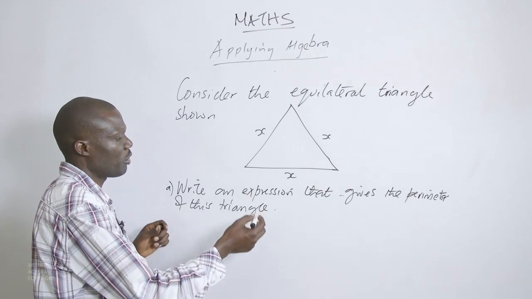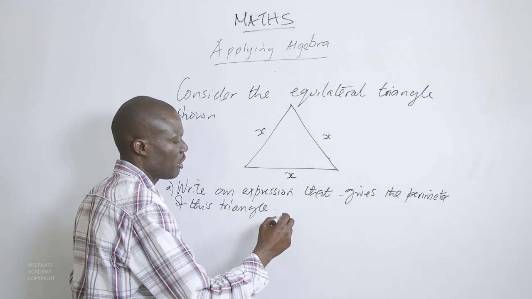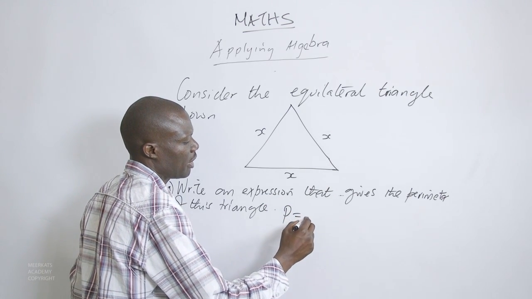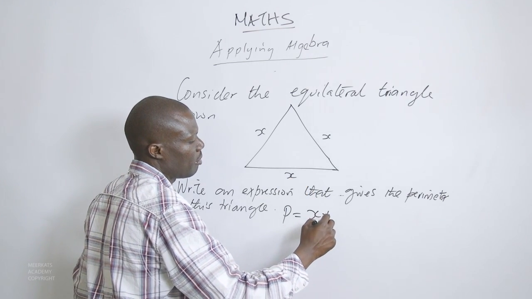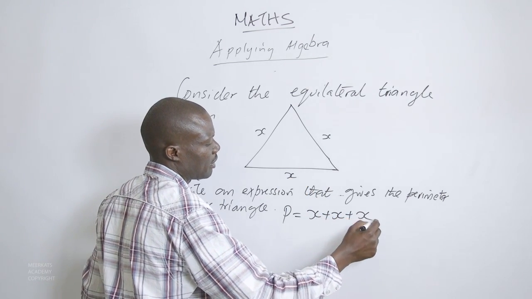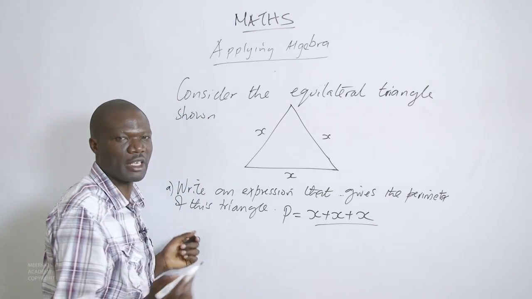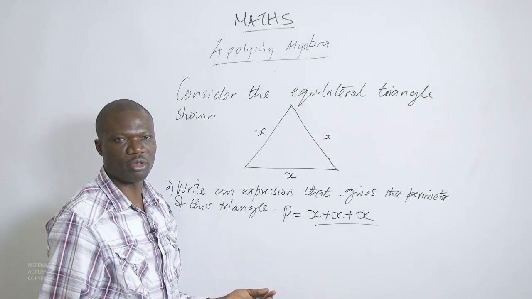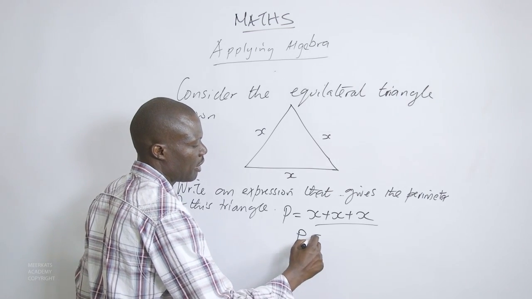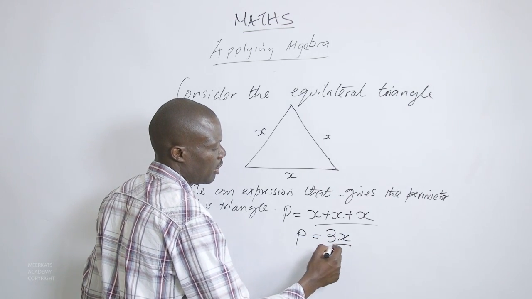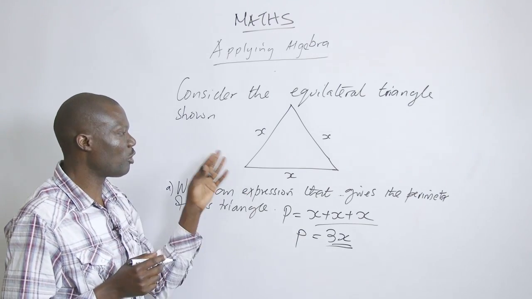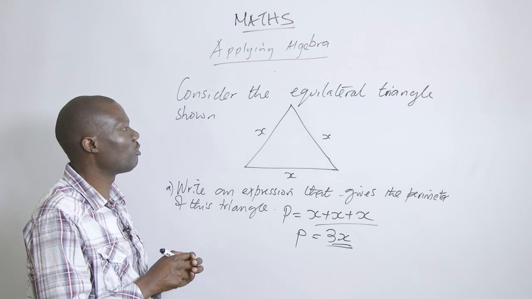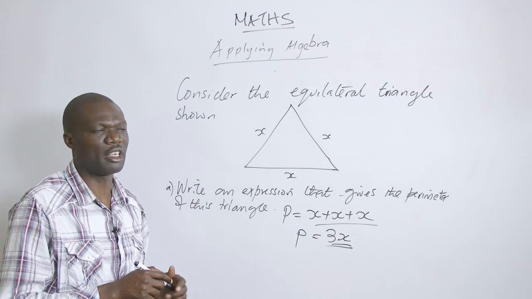The expression for a perimeter, simply for a triangle, we shall find that the perimeter is equal to the sum of all the sides, which is x plus x plus x. X 3 times. These are all like terms. We bring them together and you find that our perimeter is equal to 3x. So this is the expression for the perimeter of an equilateral triangle.